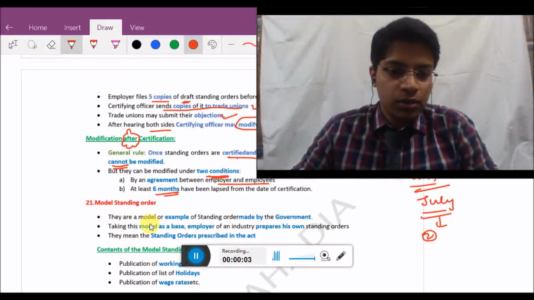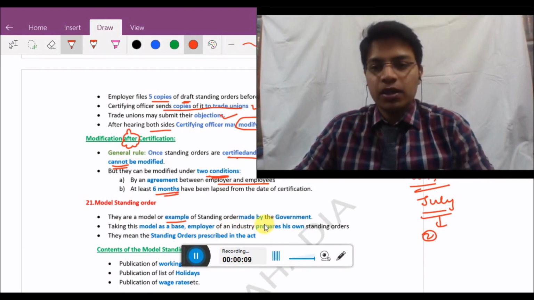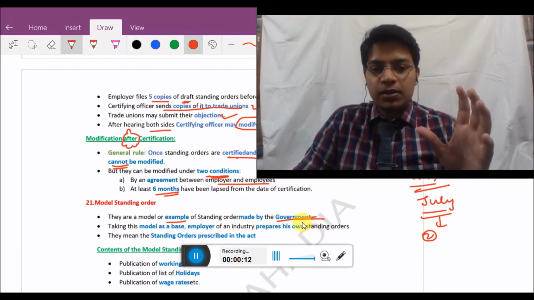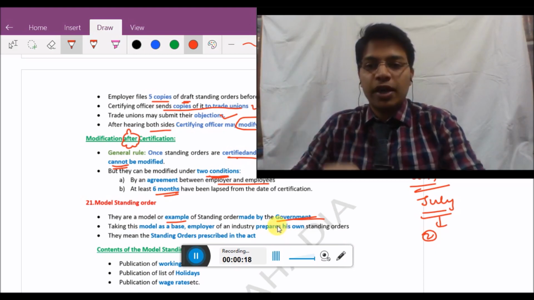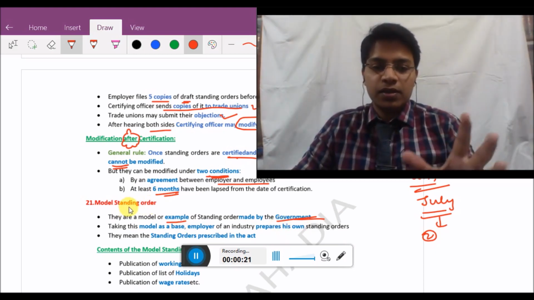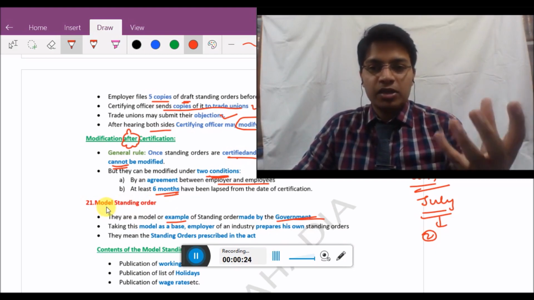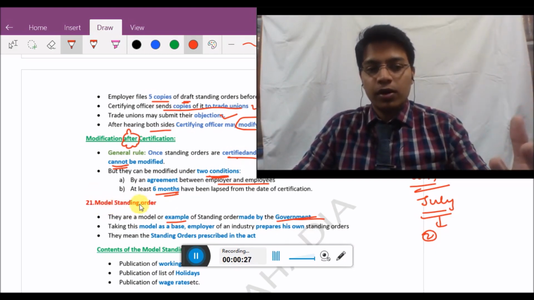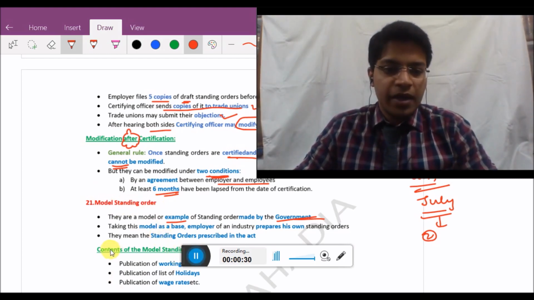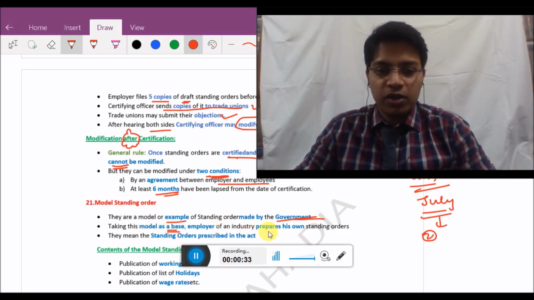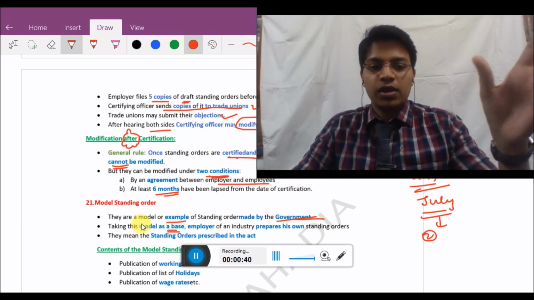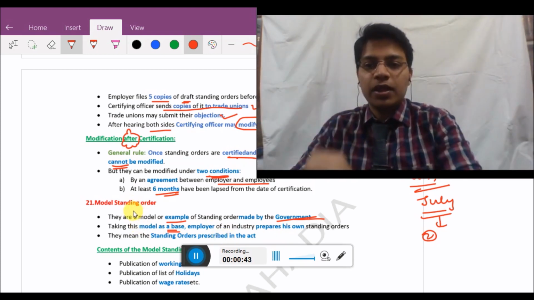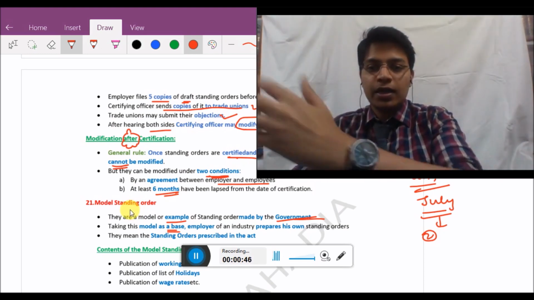Model standing order. We have a model or example of standing order made by the government. On this basis, the employer makes his own standing order. So model standing orders are what the name itself suggests. Model means an example. An example is given by the government. Taking this model as a base, the employer of an industry prepares his own standing orders. They mean the standing orders prescribed in the Act. And based on this, the employer prepares his own standing orders.